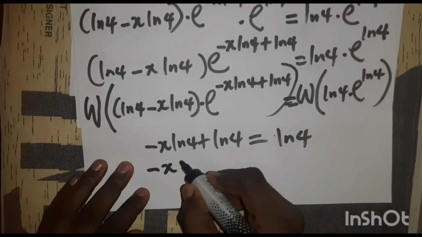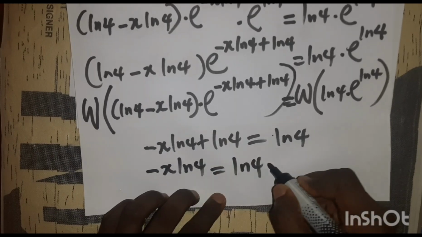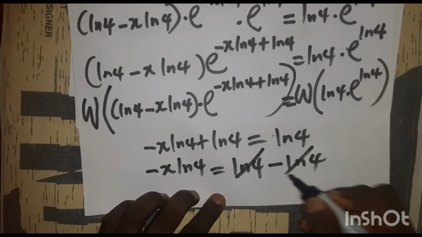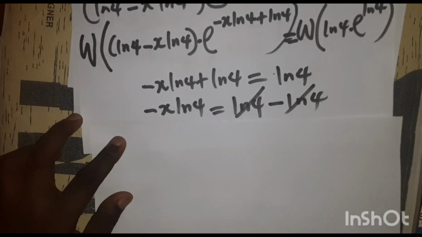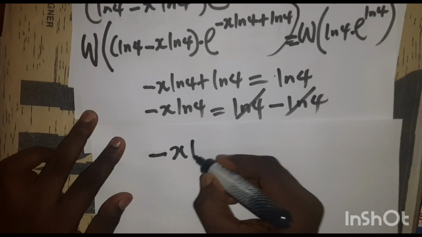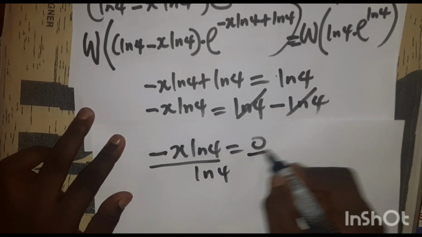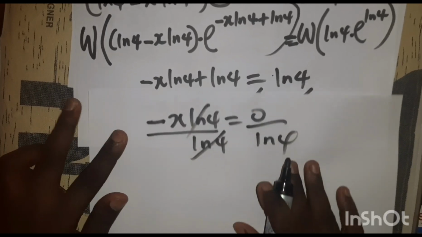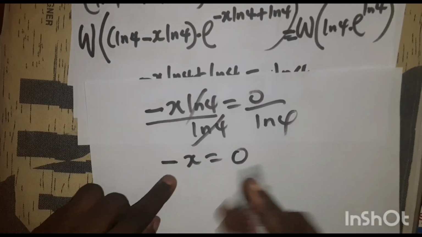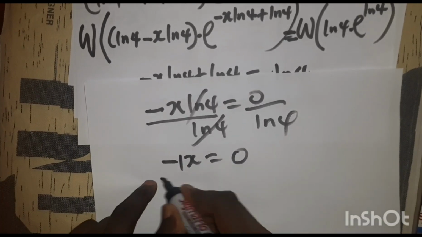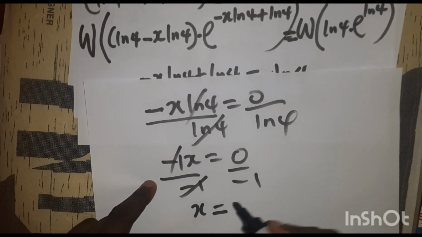So I now have minus x ln of 4 plus ln of 4 equals to ln of 4. This plus ln of 4 becomes minus ln of 4 here, and it cancels out. I have 0. So finally, I have minus x ln of 4 equals 0. Divide both sides by ln of 4 first of all. This cancels this, and I have minus x equals 0 divided by this, still gives me 0. Again, divide both sides by minus 1. I have minus 1 here. So this cancels this. My x equals to 0 divided by minus 1, still 0.